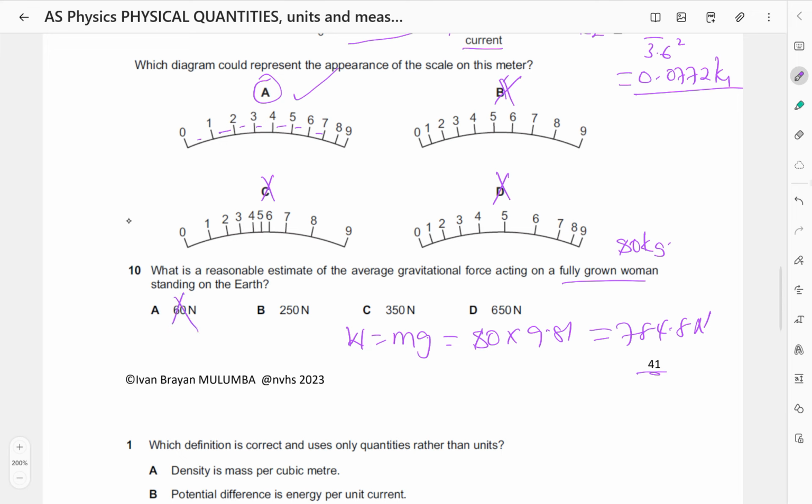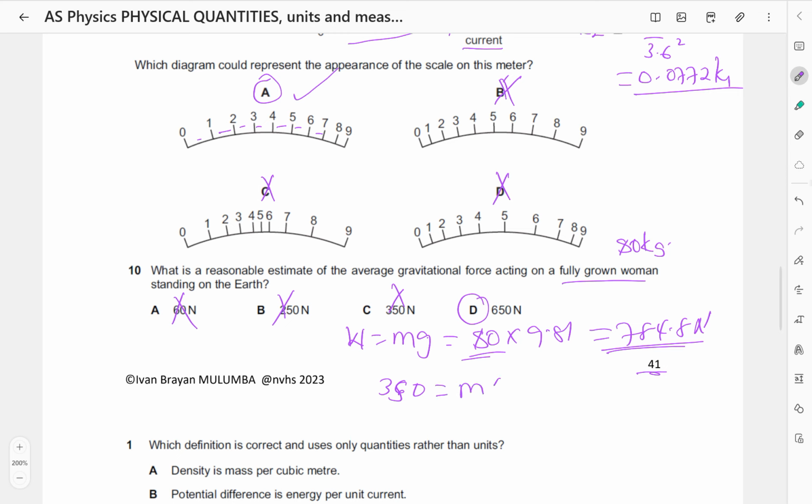So this is wrong, this is out, this is out. It is most likely going to be 650 because if I was to take a mass of maybe 70 or 60 kilograms, I would come to 650. Alternatively, you can prove backwards by finding the mass of a fully grown person. For example, let's say the weight is 350.